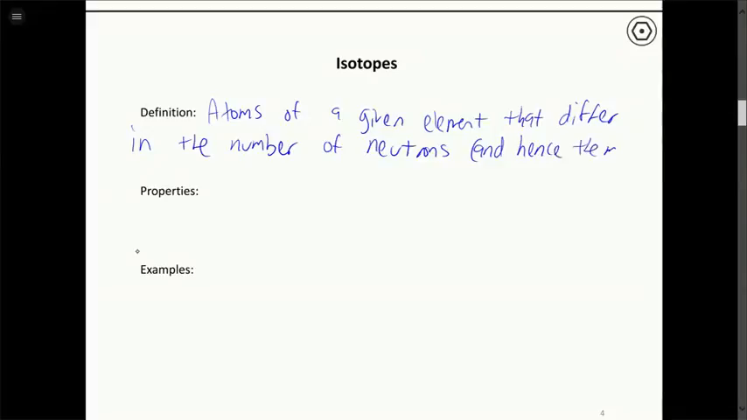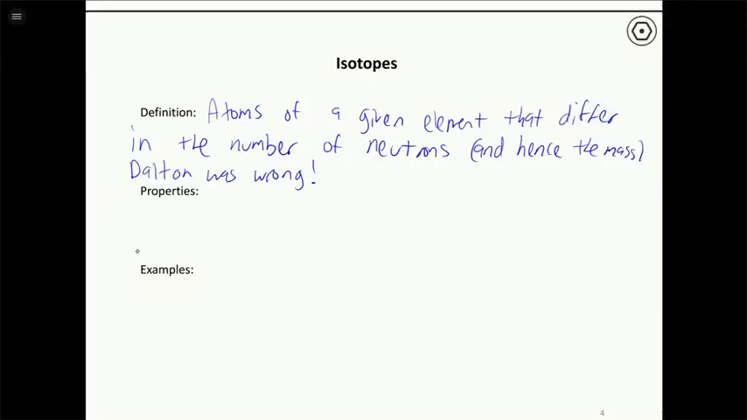And this is where Dalton was at least slightly wrong. I don't want to bang on him too much, because we got it mostly right. But remember, part of the atomic theory that we talked about last week was that all atoms of a given element have the same mass. Well, that's not exactly true. So they have the same number of protons, but they can have different numbers of neutrons, which, remember, are just as massive as protons, so that can give you different masses for different isotopes of the same element.